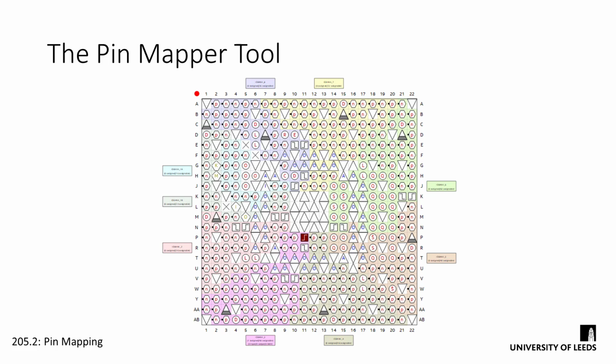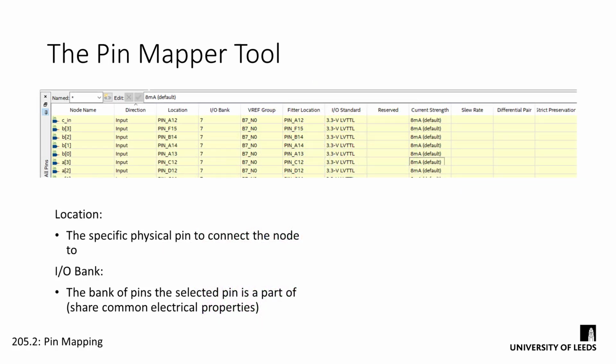Keeping pins within the same bank can be important in designs with mixed voltage levels, as each bank will be tied to its own reference voltage or maybe clock domain. So we'd want all 3.3 volt pins in one bank and all 2.5 volt pins in another, for example. We can set these voltage levels in the I/O standard column.